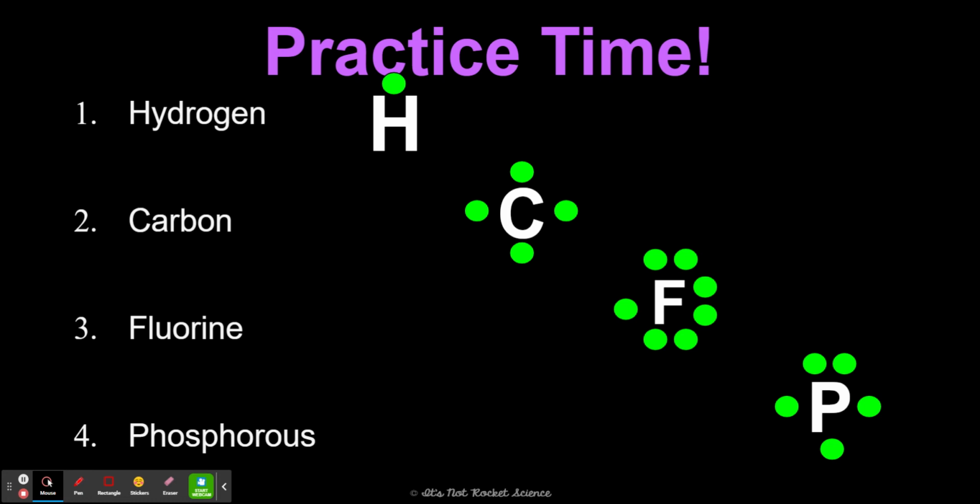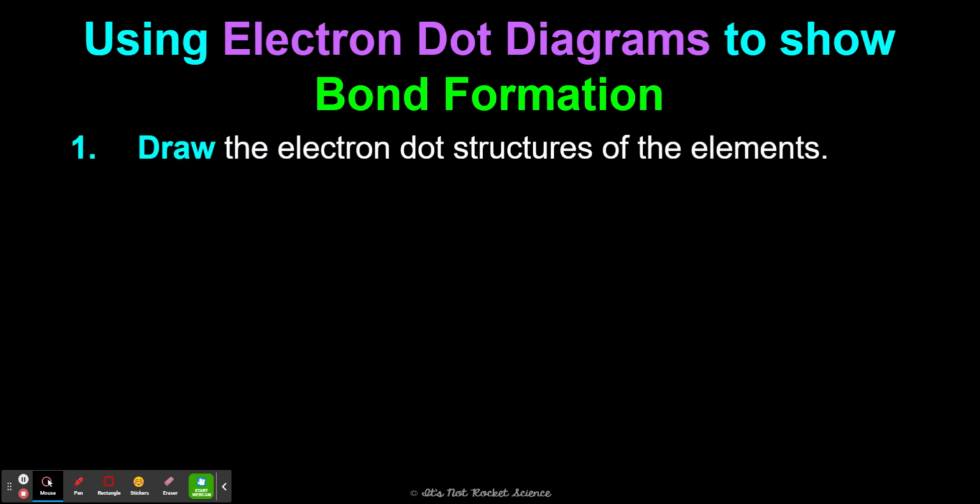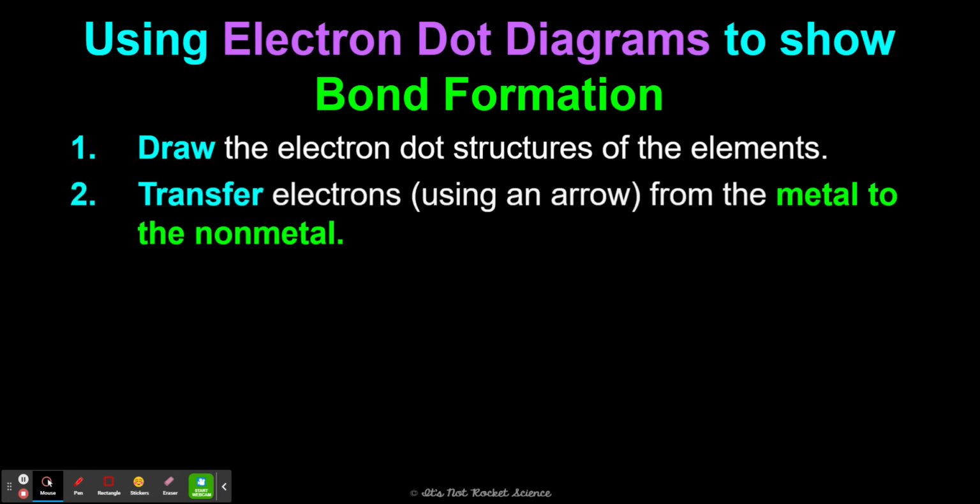Now, what can we do with these things? So we can use them to show bond formation and to predict what kinds of bonds are going to form. Okay. So if you know two elements and you want to see how they're going to combine, you're going to draw the electron dot structures of the elements, transfer electrons from the metal to the nonmetal. Because remember, metals want to give up electrons to become stable. Nonmetals want to accept electrons to become stable. And then add elements as needed.